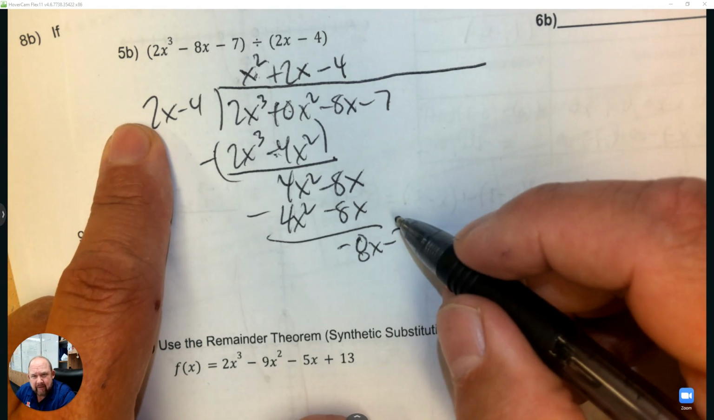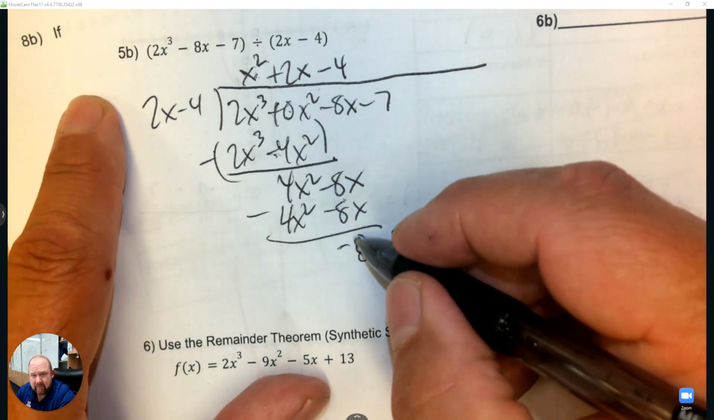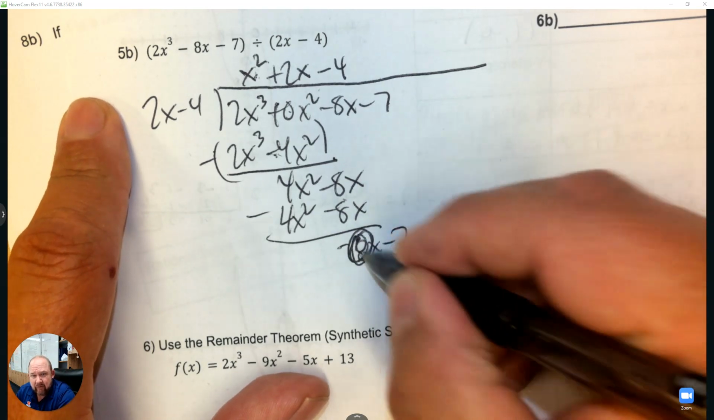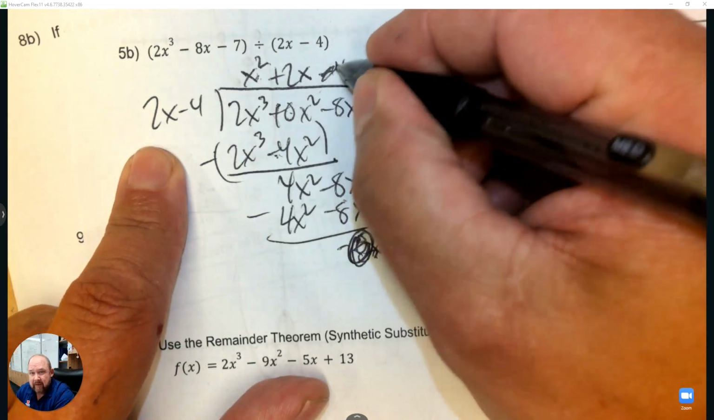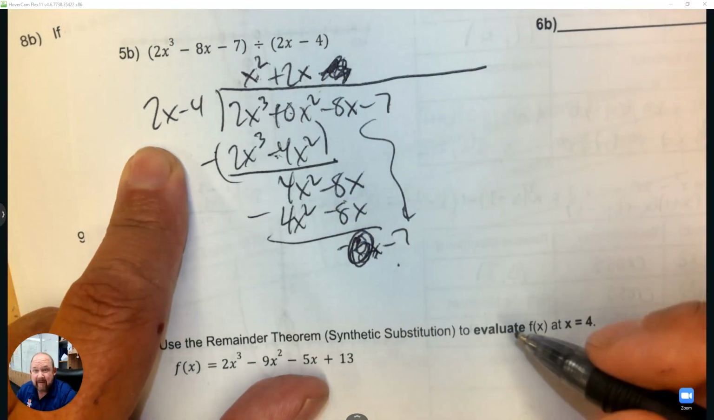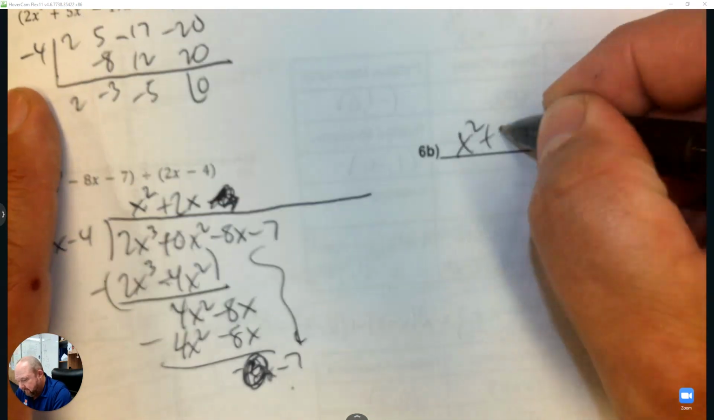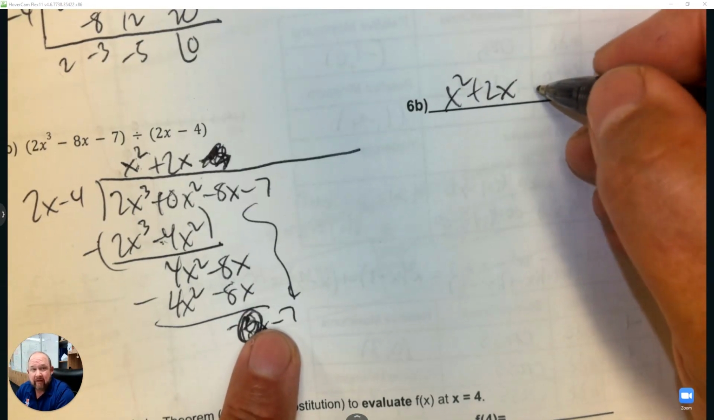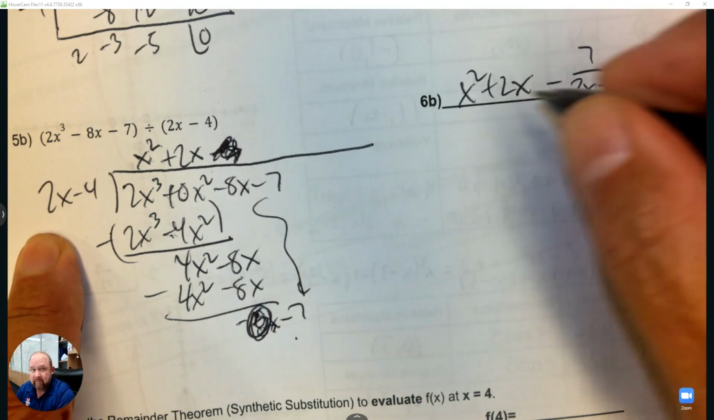Oh, I already brought negative 8x down, didn't I? So I already brought negative 8x down. That's no good. So when I do that, it's 0. So the only thing to bring down is negative 7, which means that's it. So our answer is x squared plus 2x. And then the remainder, which is negative 7 over what we divided by, 2x minus 4. There we go.